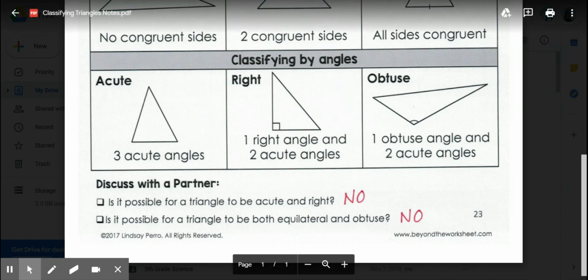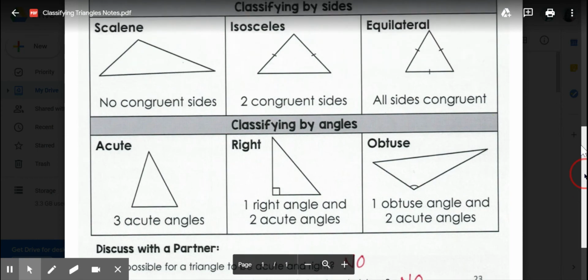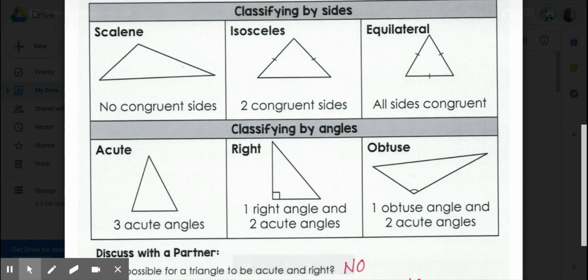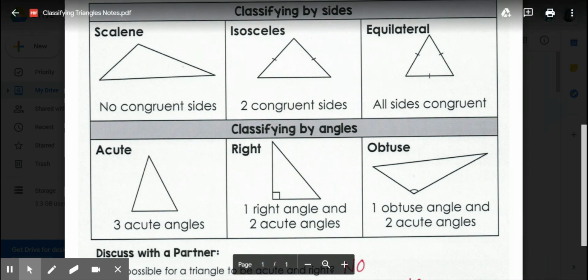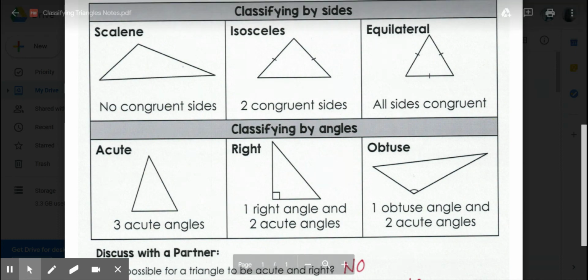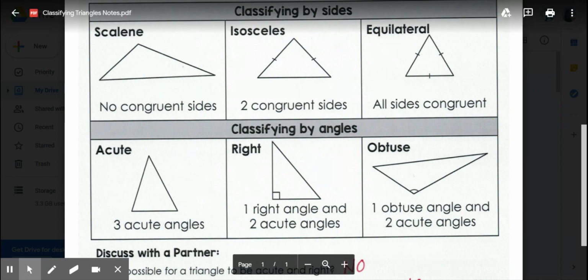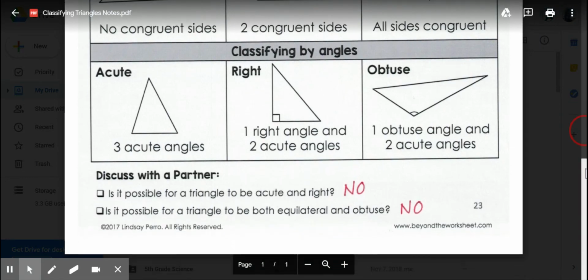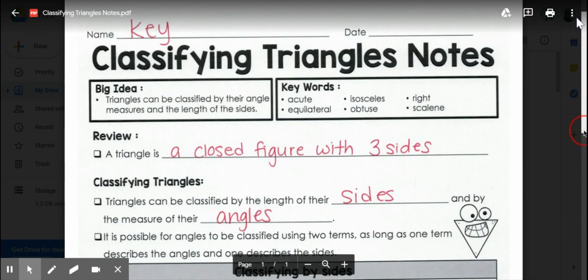The next one: is it possible for a triangle to be both equilateral and obtuse? If we scroll up, our equilateral and our obtuse are stacked on top of each other right here. One thing with our equilateral triangle: all sides are congruent, which also means all the angles within our triangle are going to be the same, and they're all going to be acute angles. So an equilateral triangle is also an acute triangle. So these would be our classifying triangle notes.